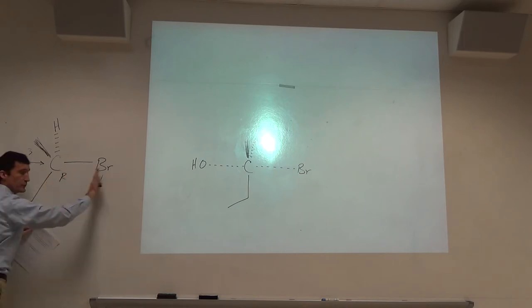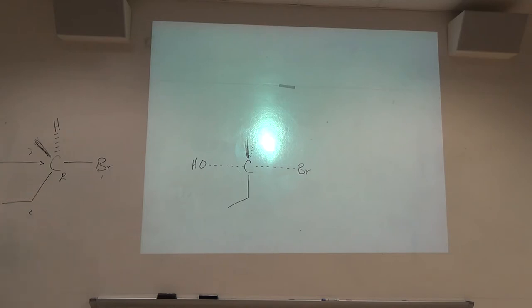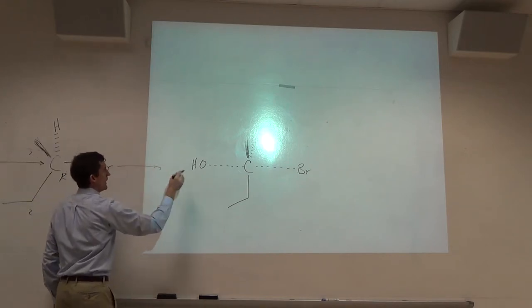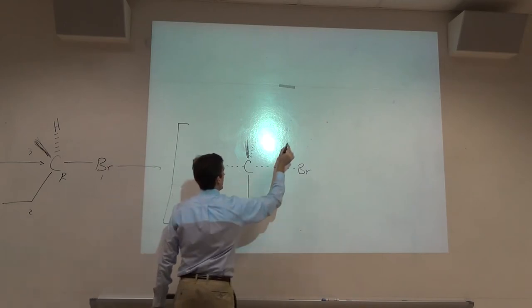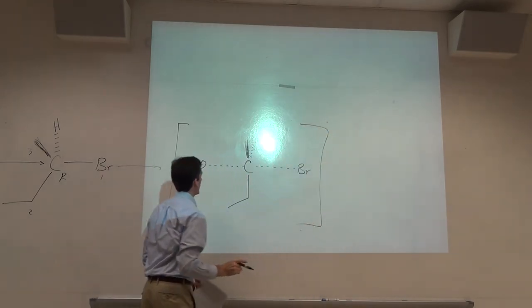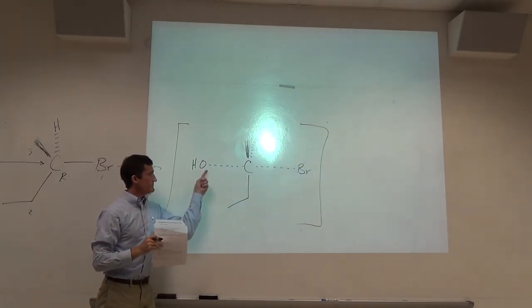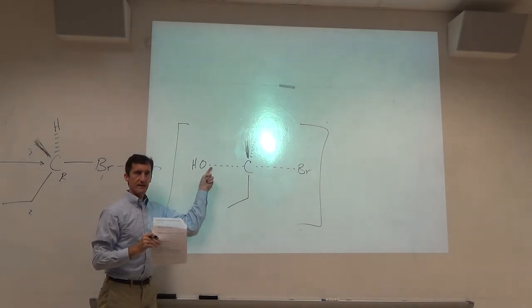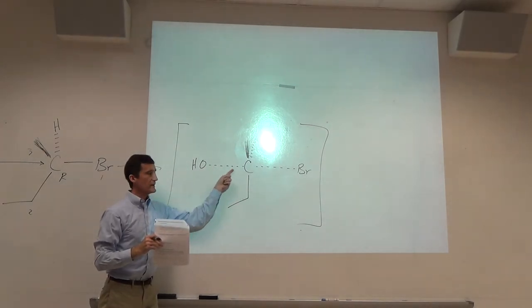I drew the Br in the plane so the hydroxide could come into the plane. Not forward or back, but in the plane of the board. As it comes in, what does the transition state look like? Well, this is it here. We have hydroxide bonding to carbon. It's like making a partial bond. The bond is forming. That's what this means.